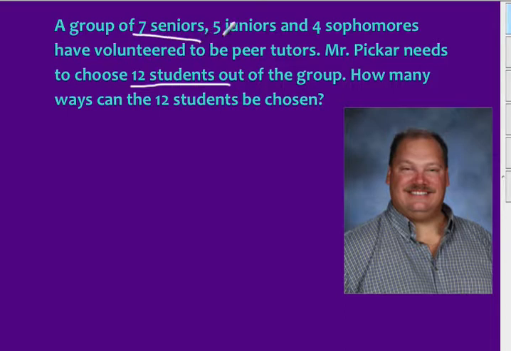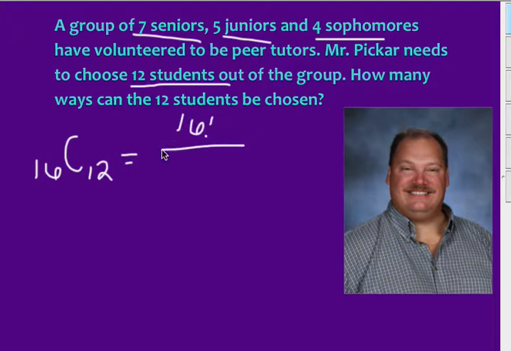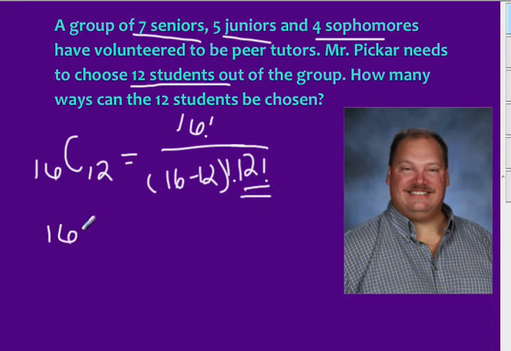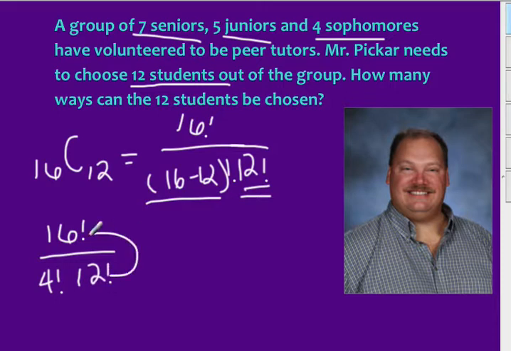So if you count 7 plus 5 plus 4, you find out that there's a total of 16 students that are eligible. That's always going to go on the left side of my combination. So you have 16, and you're going to choose 12 of them. So let's go ahead and calculate that out. So we have 16 factorial, and then we're going to divide that by (16 minus 12) factorial, and then that's also going to be multiplied by 12 factorial. This factorial right here is what makes it different than a permutations formula. So then I have 16 factorial. 16 minus 12 factorial is 4 factorial, and then I have 12 factorial. So I can take out 12.